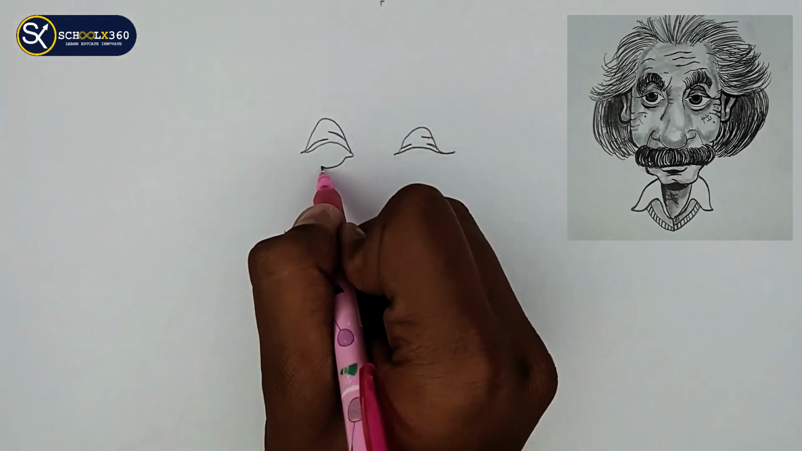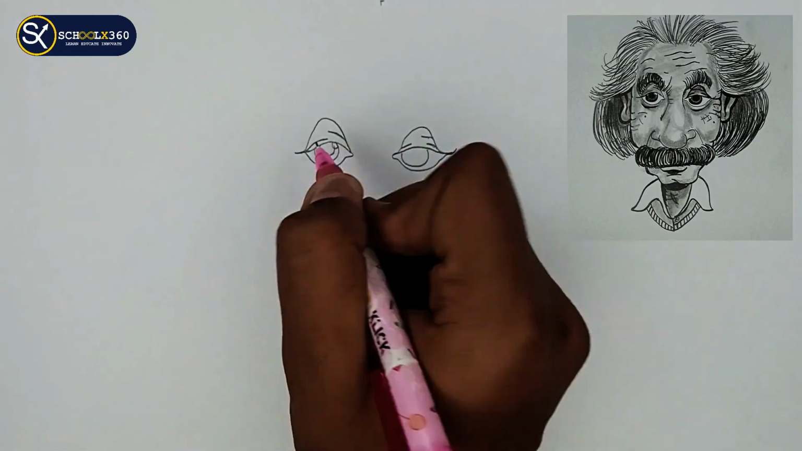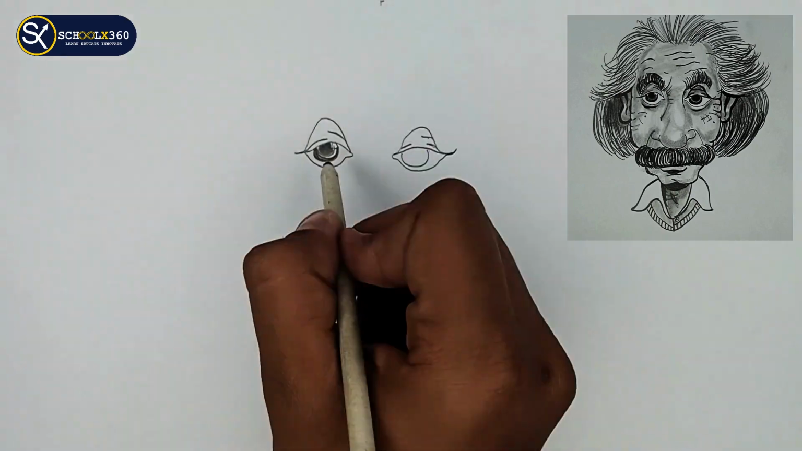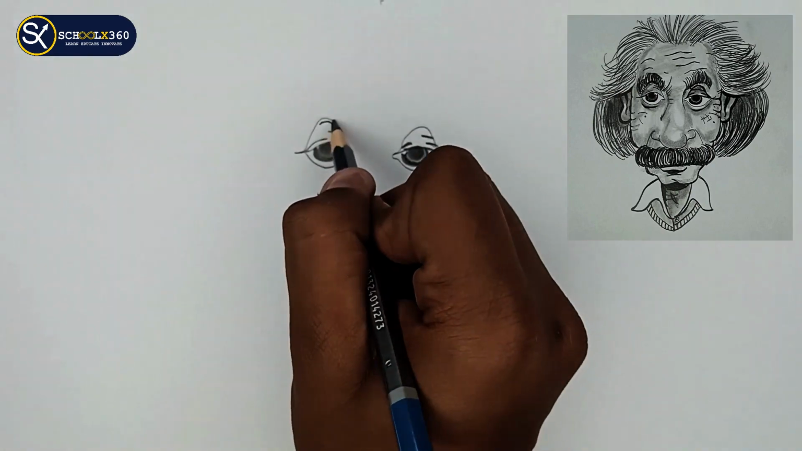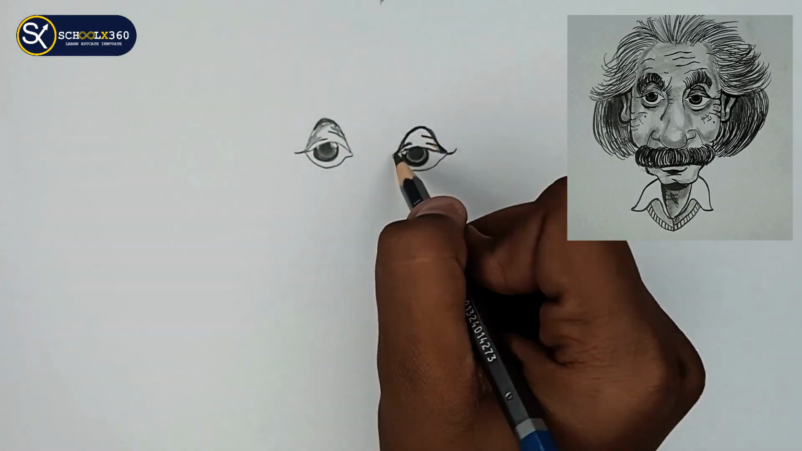Let's start drawing the eyelid and eyes using a mechanical pencil. Now shade the eyes using a 10B extra dark pencil. By using blending stumps, blend the shaded areas.